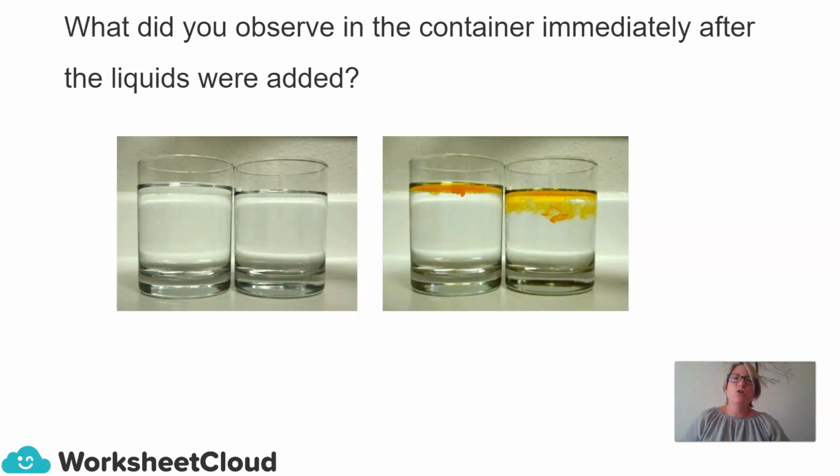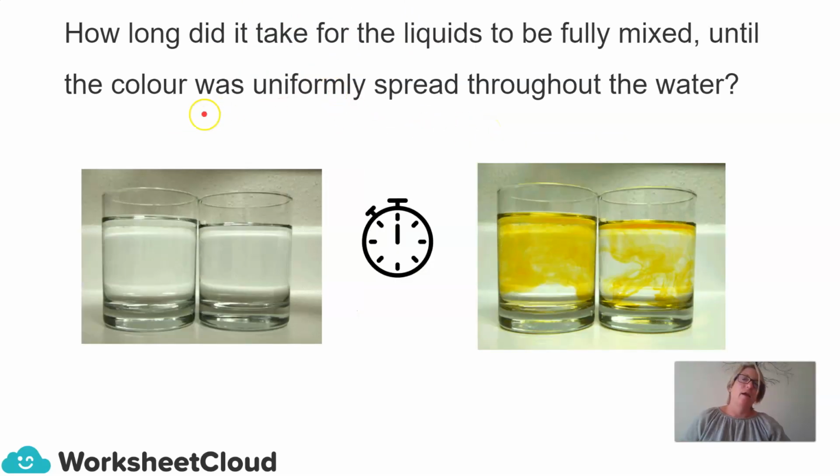So firstly, what did you observe in the container immediately after the liquids were added? I want to see if you can try and put that into words. What did you observe? So using your eyes, what did you see immediately after the liquids were added? Then here we can bring in some quantitative data. How long did it take for the liquids to be fully mixed until the color was uniformly spread out throughout the water? So hopefully you were able to record the experiment from just before you added the food coloring until the end of the experiment.